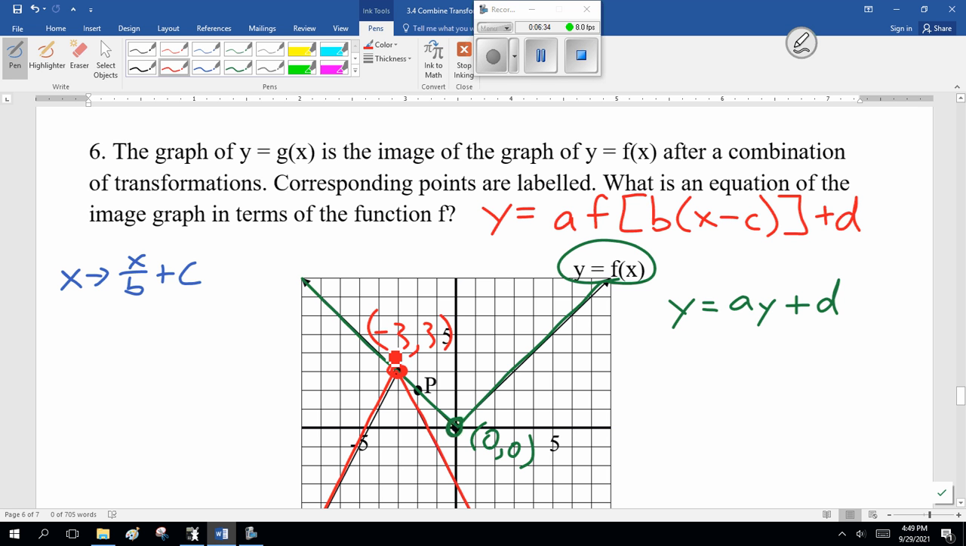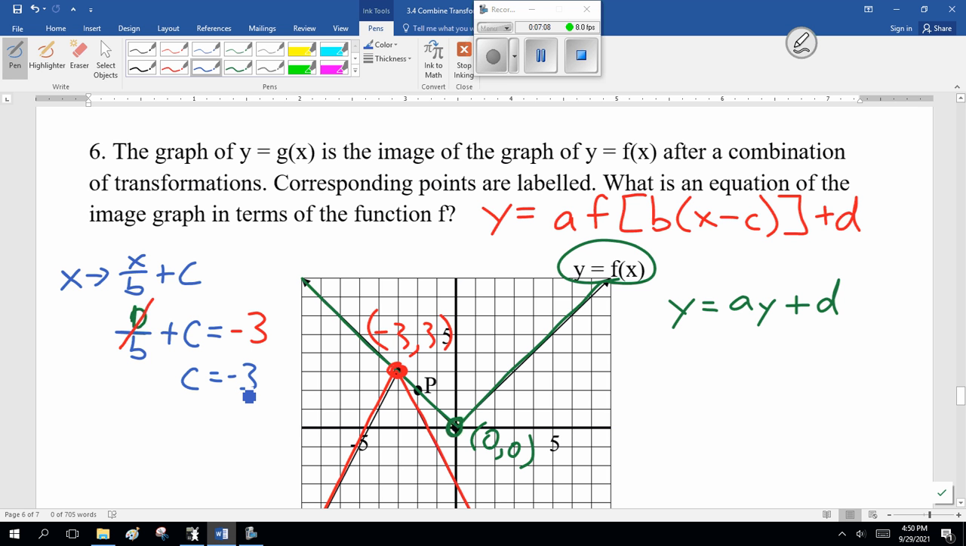So if x is 0, what happens when we divide 0 by b? It stays 0. So this is 0 divided by b plus c equals our new x. Now what's 0 divided by b? Still 0. So c is minus 3.